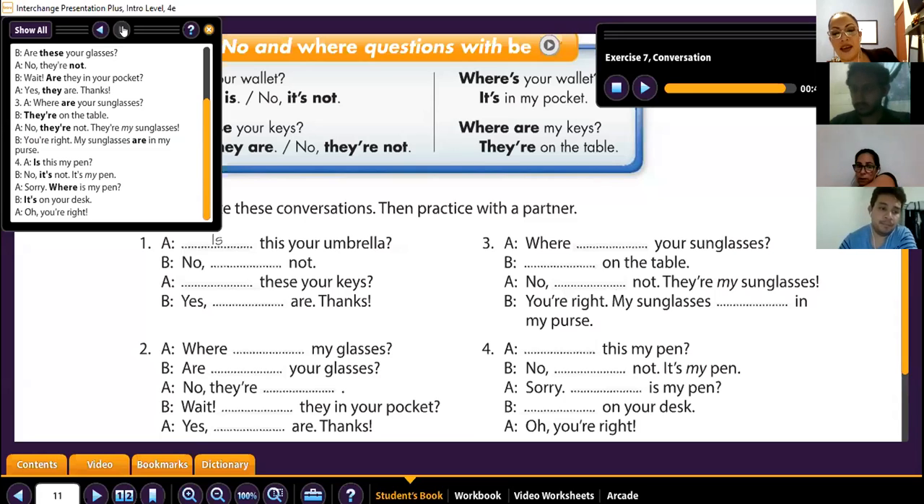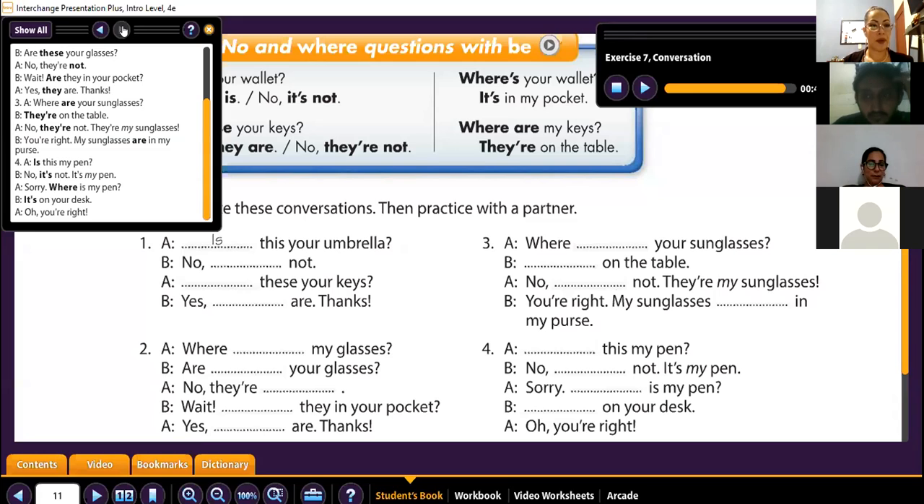And then it says, you're right. Okay, let's repeat. So number four, is this my pen? No, it's not my pen. Sorry, where's my pen? Where is my pen? It's on your desk. Oh, you're right. Okay, that's it.